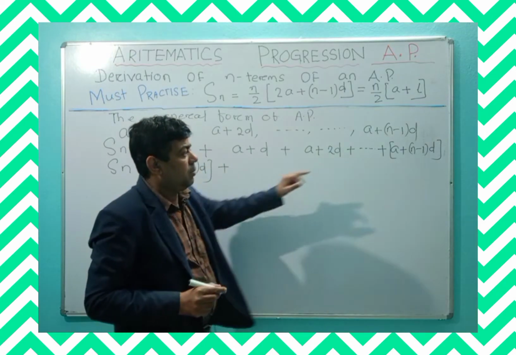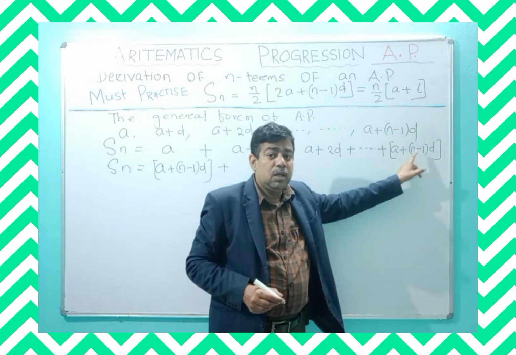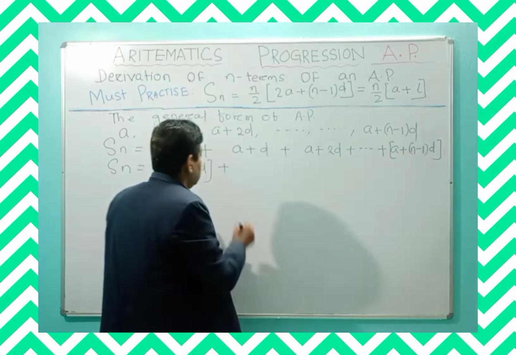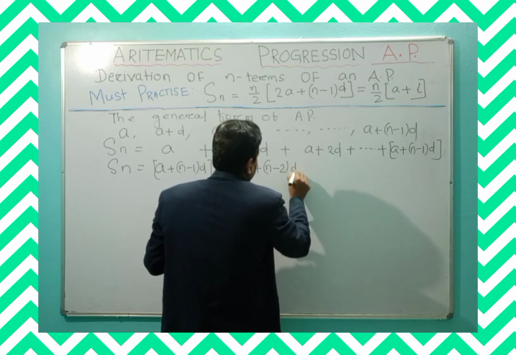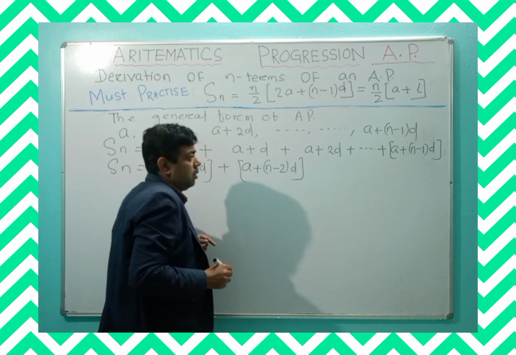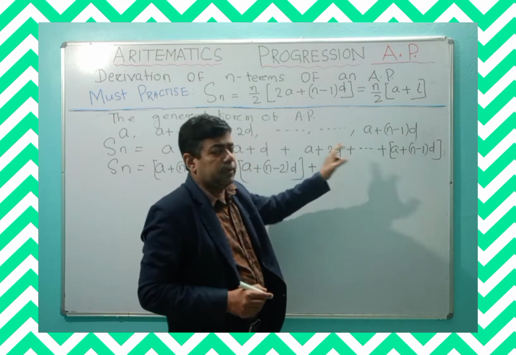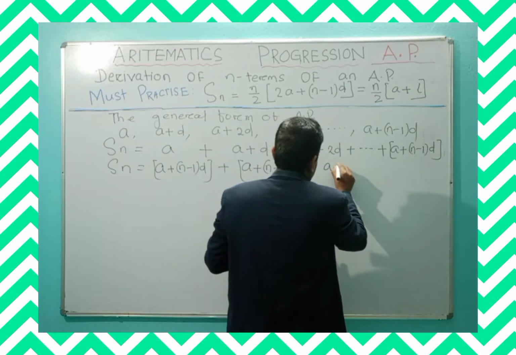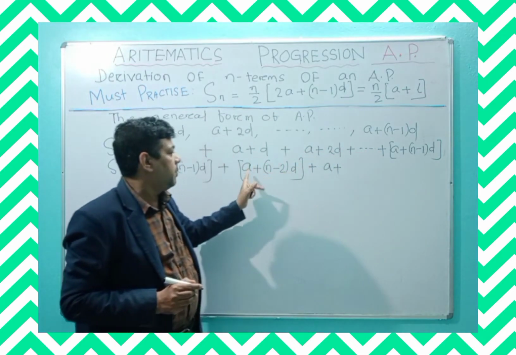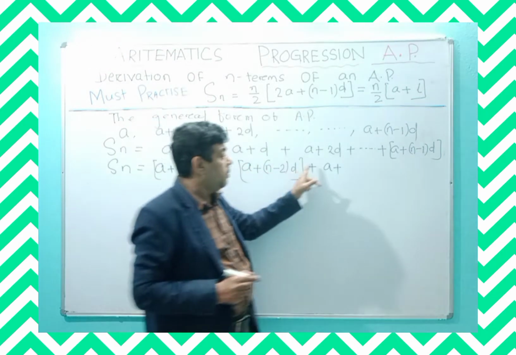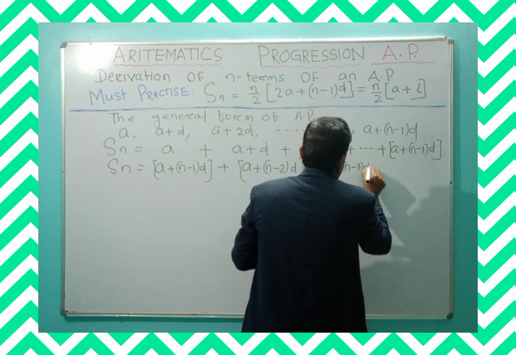Then here, what is the previous term? A plus n minus 1 into d. So its previous term will be a plus n minus 2 into d, right? Understand? Okay. Similarly, if you proceed, the previous term is a plus n minus 1 into d, its previous term is a plus n minus 2 into d, and its previous term is a plus n minus 3 into d, right?